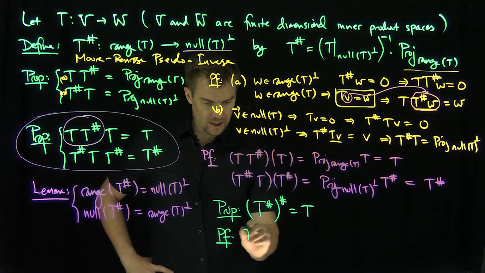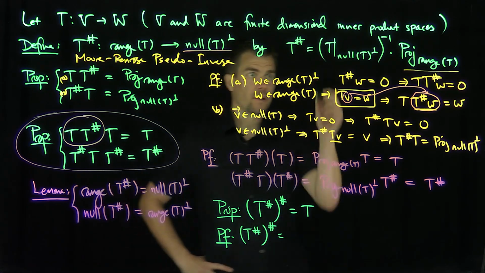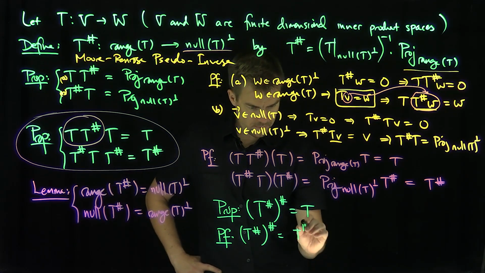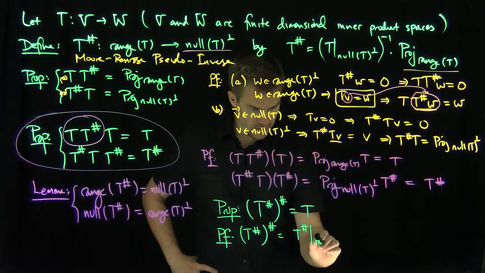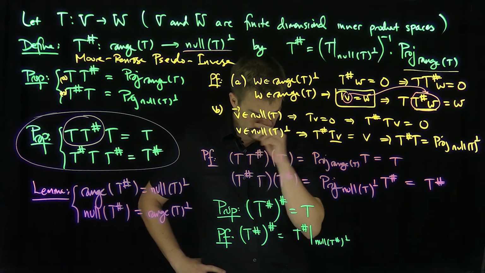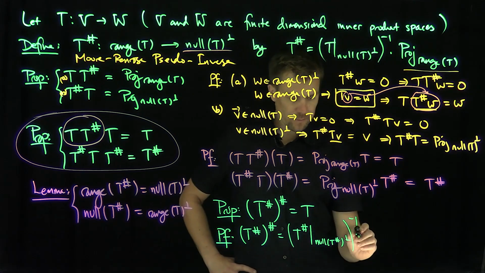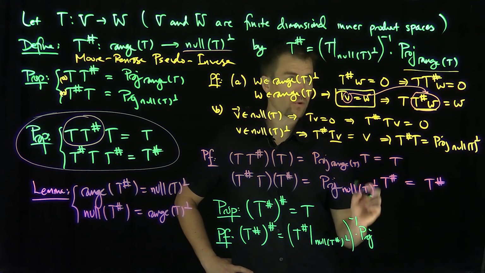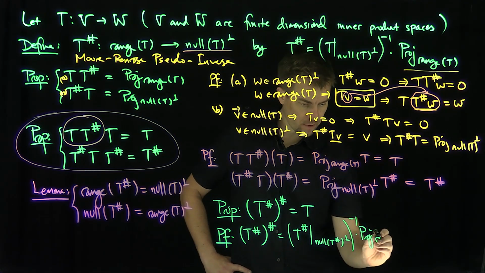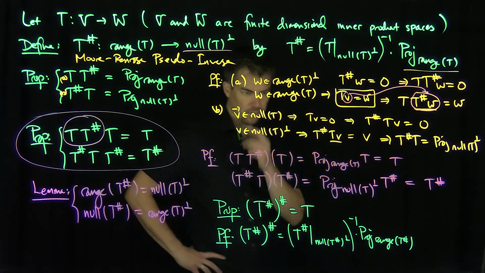So what is T sharp? Let's just write out what the definition is, right? It's going to be T sharp restricted to the null space of T sharp perp, inverse, and then times the projection onto what? The projection onto the range of T sharp, like that. That's exactly what the formula is.